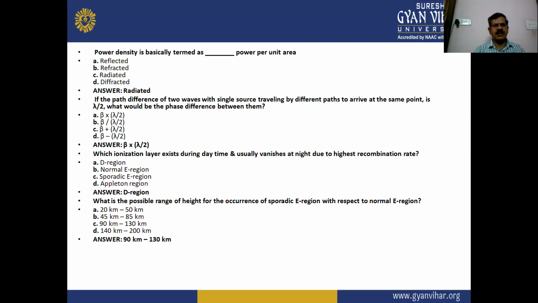Next question: power density is basically termed as power per unit area. Option A, reflected. Option B, refracted. Option C, radiated. Option D, diffracted. So power density is basically termed as radiated power per unit area. So the correct answer is option C, because power density is basically termed as radiated power per unit area. So this is the definition of the power density.